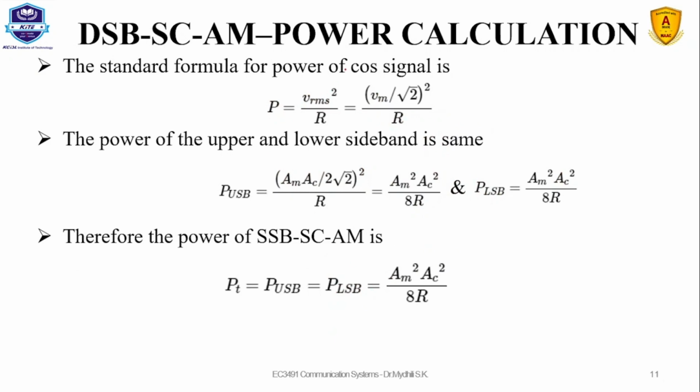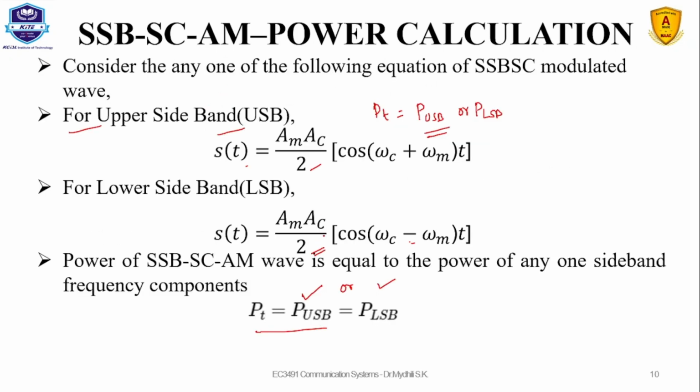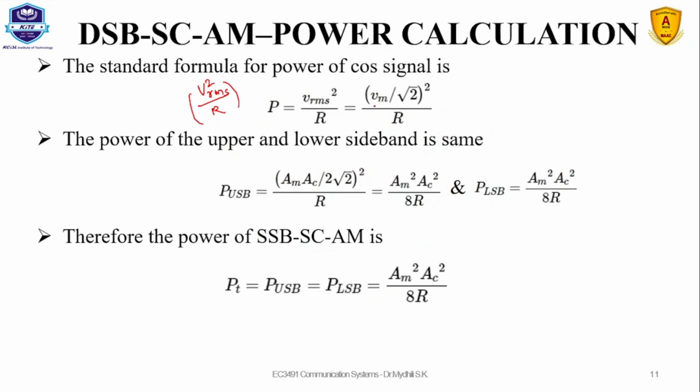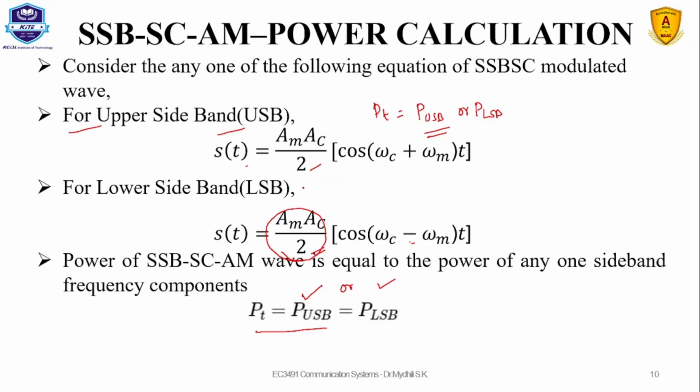We know the standard formula for power of a cos signal is V square by R, which is written in terms of V RMS square, that is, voltage is considered in root mean square value. So we are going to consider the root mean square value of this equation. Here the amplitude part of the signal is nothing but the product of the voltage of the message and the carrier, divided by 2. So I am going to substitute, instead of Vm, Am Ac by 2, that is the product we have obtained here.